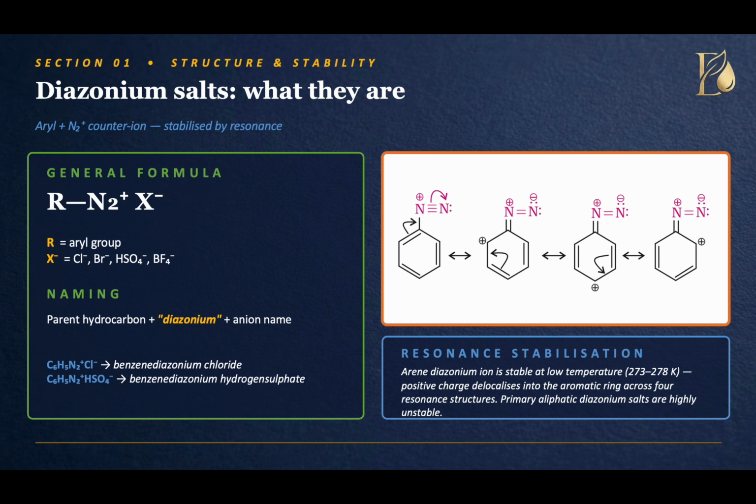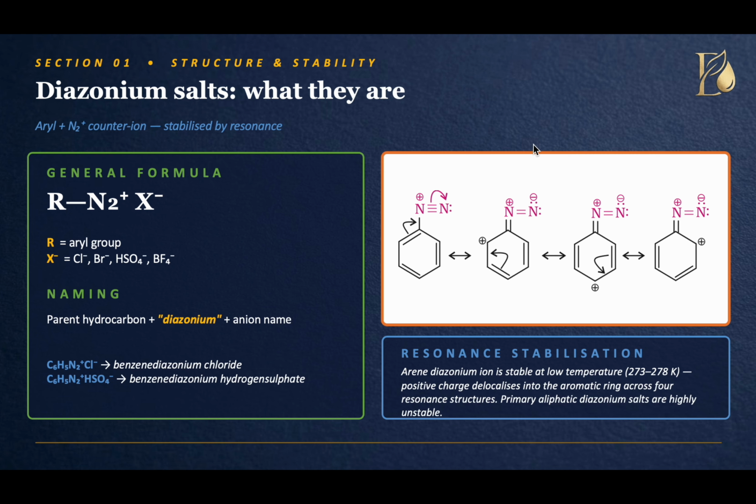So let us start with section 1, structure and stability. So diazonium salts, we know what are diazonium salts. They have a general formula R N2+ X-. Here R is the aromatic compound and X is the counter ion, and X can be any type of counter ion such as chloride, bromide, hydrogen sulfate or fluoroborate or something like that. Okay. And the compound is stabilized through resonance.